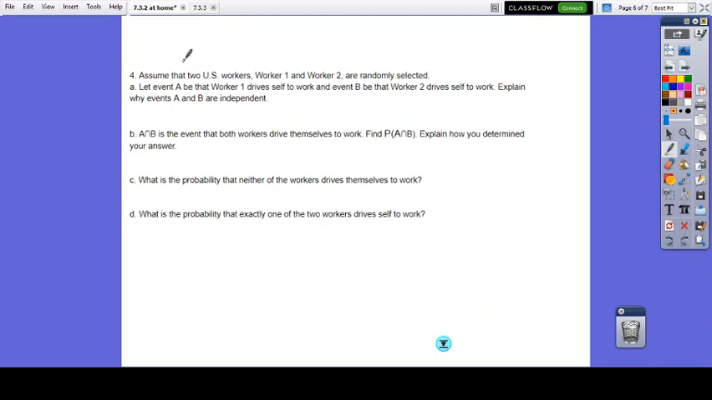So number 4, assume that 2 U.S. workers, worker 1 and worker 2, are randomly selected. A, let event A be that worker 1 drives themselves to work. We're still using that chart from the first page. And let event B be that worker 2 drives themselves to work. Explain why events A and B are independent. The idea here for independent is just that A and B have nothing to do with each other.